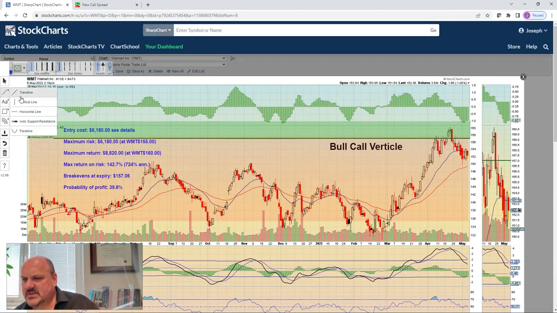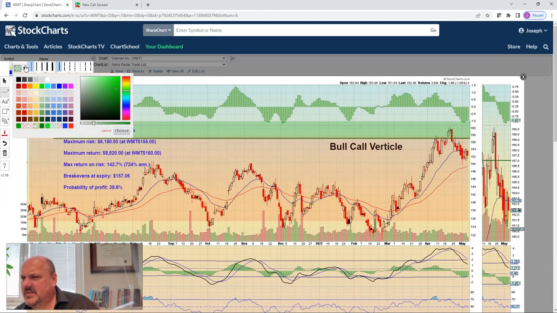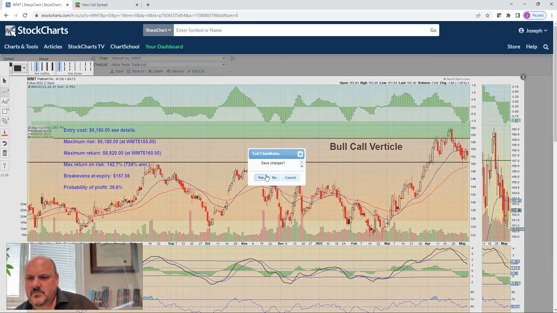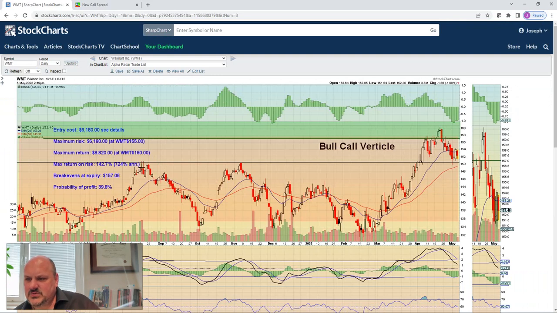All right, so if I draw a horizontal line right here, let's make this black, so we can see it. You can see this was resistance, it came down, broke out here in a big way, ran up, came back down, and then it appears that this 150 level, which was prior resistance, is now new support. So I went ahead and did a bull call vertical on this one, anticipating that the stock is going to get a bounce from here. We'll see.